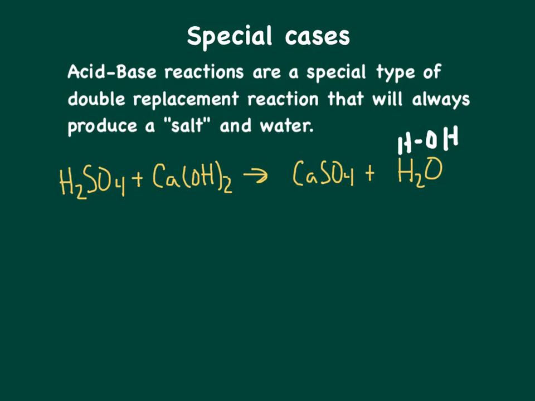If we look at all the rest of these here, the SO4s, we have 1 set of SO4 on each side, so we don't have to do anything with that. We have 1 calcium on each side, but the OHs, we have 2 OHs over here, and we only have really 1 set of OHs over here. So if we put a 2 in front of this, then that means that we have 2 sets of OH, which cancels this one out, and we have 2 H's all by themselves, which can cancel these ones out also. And then it ends up being balanced.